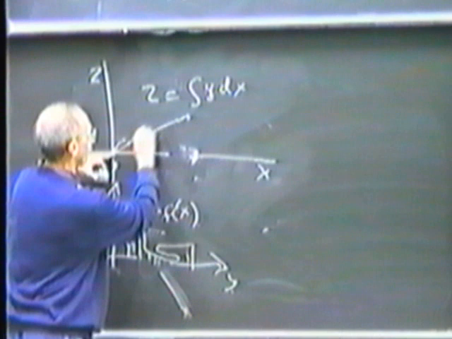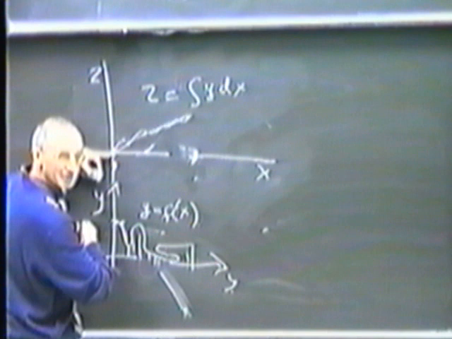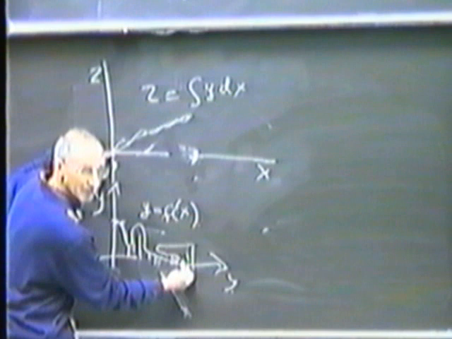Then as I came here, I integrate in the opposite direction, right? And so I start to subtract area, and I'm subtracting more than I added when I came here. So therefore, this picture would start to go below.